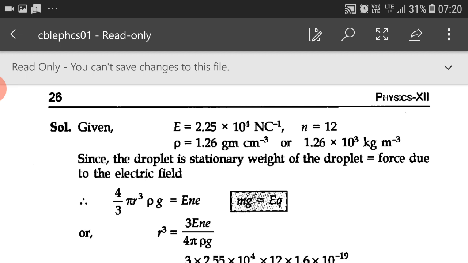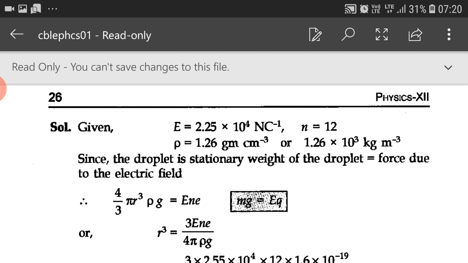Now, what is mass? Mass of the oil drop. As the oil drop is spherical in shape, so mass can be obtained by putting volume into density. If R is the radius, then volume will be 4 by 3 pi R cube. Density, let it be say rho. So 4 by 3 pi R cube into rho gives you the mass, multiplied by G gives you the weight, is equal to what? E into Q. What is Q here? Total charge. It is N into E.